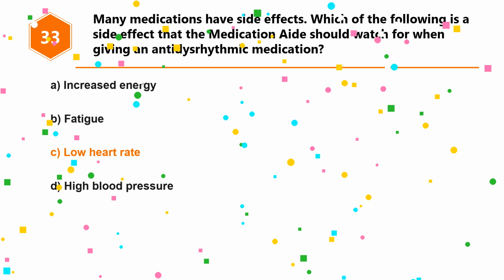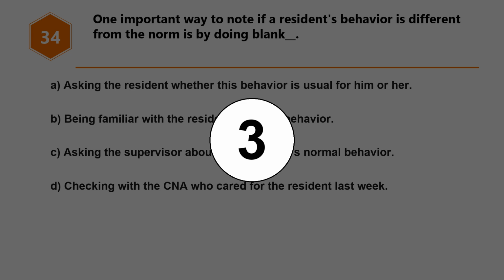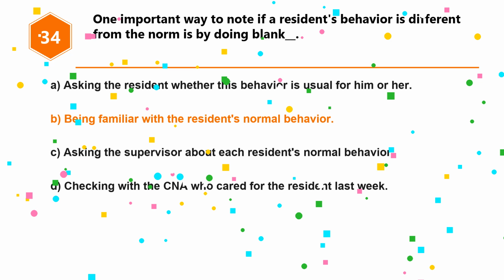Low heart rate. Question 34. One important way to note if a resident's behavior is different from the norm is by doing this. Option A. Asking the resident whether this behavior is usual for him or her. Option B. Being familiar with the resident's normal behavior. Option C. Asking the supervisor about each resident's normal behavior. Option D. Checking with the CNA who cared for the resident last week. The correct answer is option B. Being familiar with the resident's normal behavior.